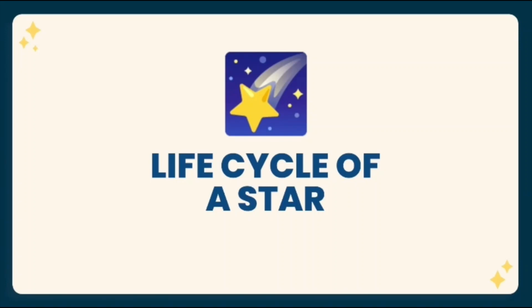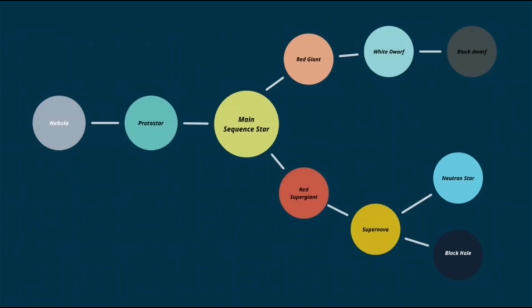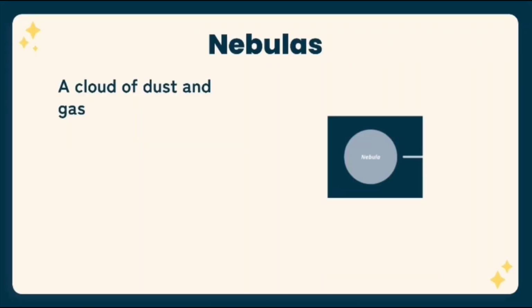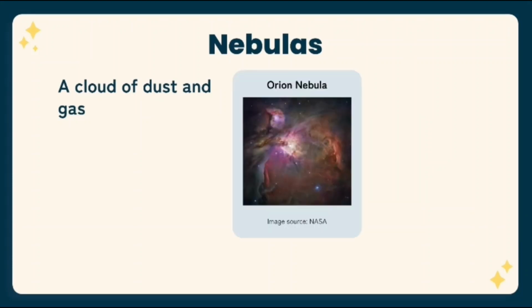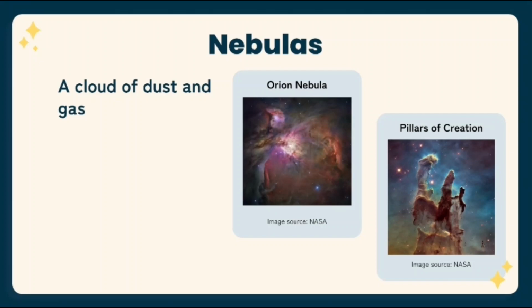Today we'll be going through the life cycle of a star and also give some examples that you may have seen before. So all stars start off as essentially a cloud of dust and hydrogen gas, and this is called a nebula. A nebula can also be referred to as a stellar nursery because they're where stars are born. Current examples include the Orion Nebula and the Eagle Nebula, which contains the pillars of creation.